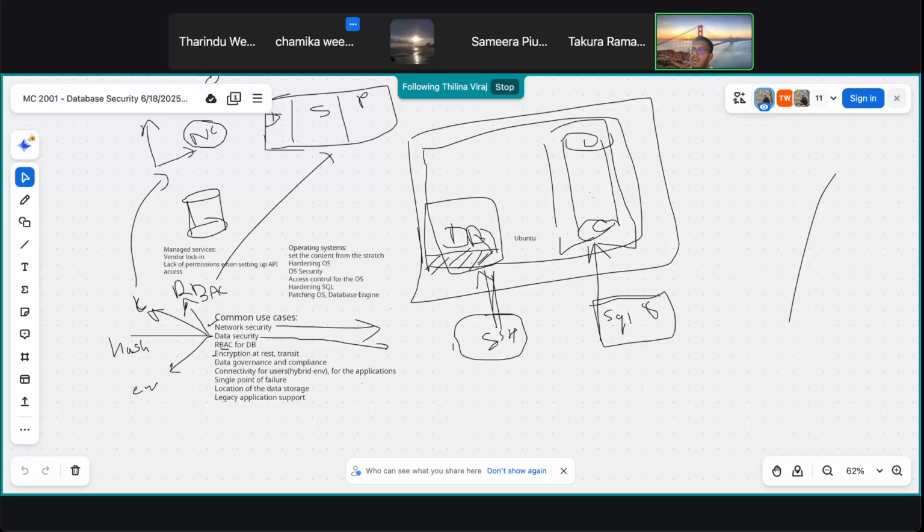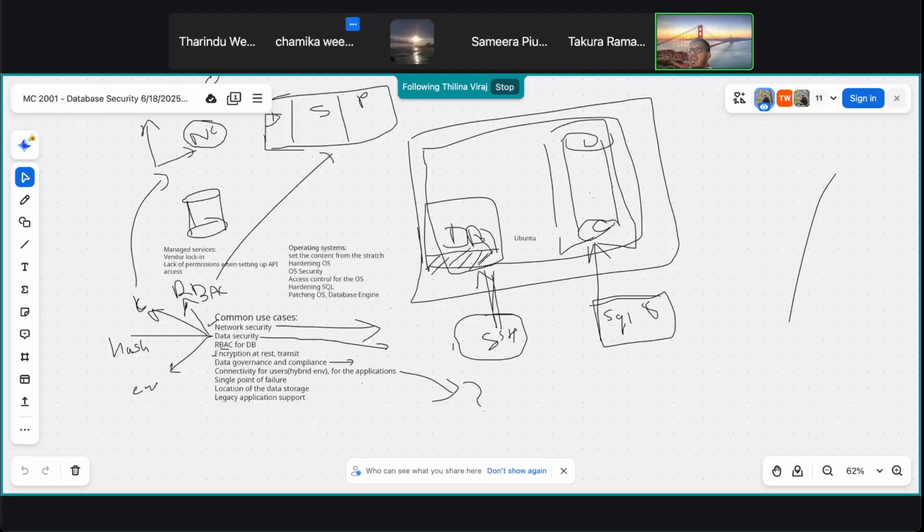Data governance and compliance will be a separate module that I believe Dr. Buddy will be doing, so I'm not going to touch that part here, but it will be applicable for both scenarios. Now, the next thing is connectivity for the users in a hybrid environment and for the applications, and how we are going to maintain that access connectivity into the databases. This needs a detailed discussion, so I'll keep it for the next session.